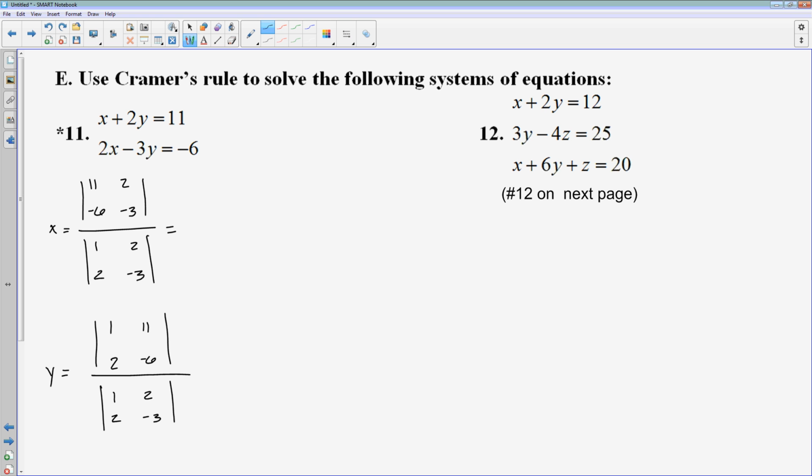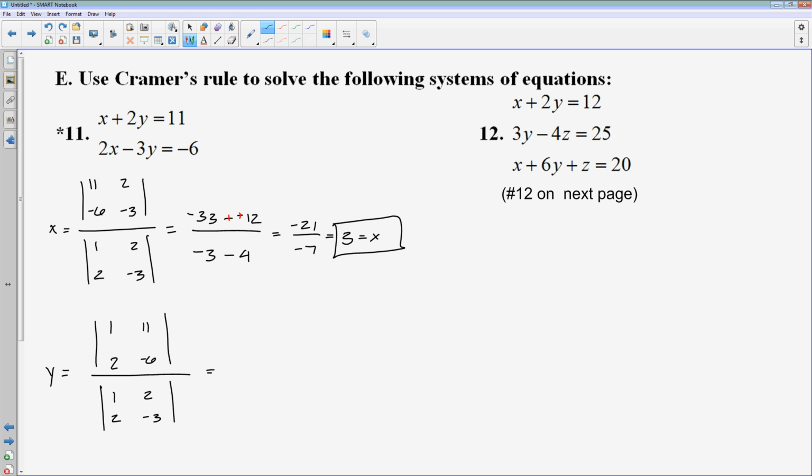And then we will do determinants. That's downhill, 11 times negative 3, minus uphill, negative 6 times 2 would be negative 12, over 1 times negative 3, minus uphill, which is 2 times 2 is 4. And then we clean that up. Minus and negative 12 is addition, so negative 33 plus 12 is negative 21, over negative 3 minus 4 is negative 7. Negative 21 over 7 is 3, so there's our answer for x.